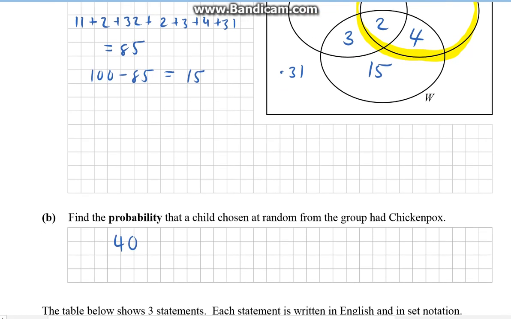So to get the probability, I put 40 over my total number, which was 100, and simplify, which will give me 2/5. So the probability that somebody chosen at random had chickenpox was 2 over 5.